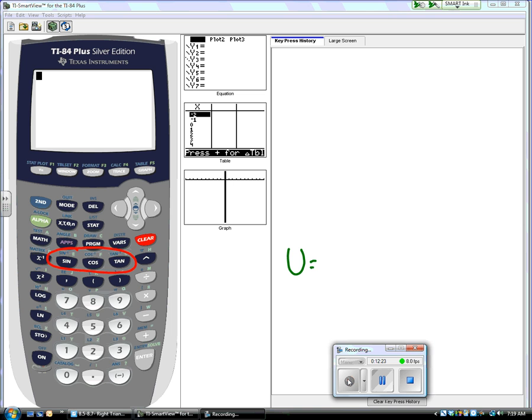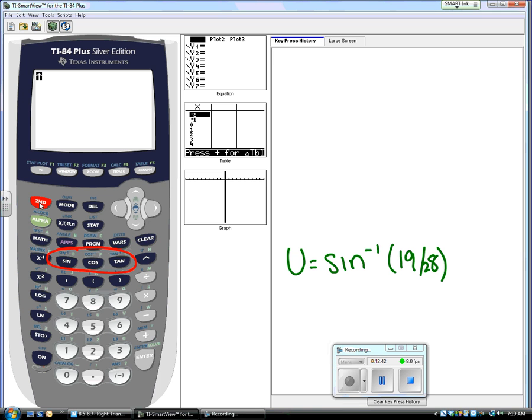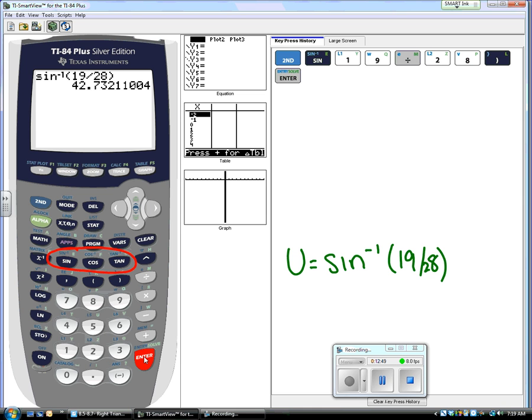Again, to get U, we do the inverse sine of 19 over 28. So, second sine, that brings up the inverse sine function. 19 divided by 28. So angle U is 42.73.